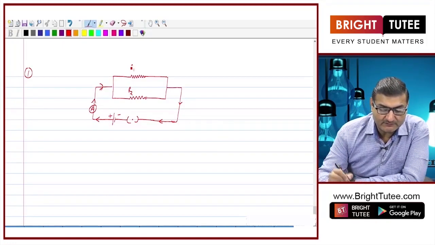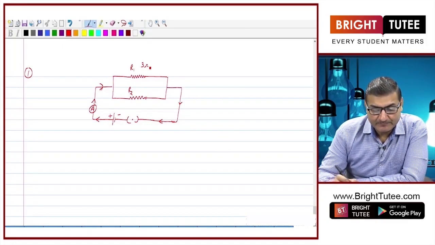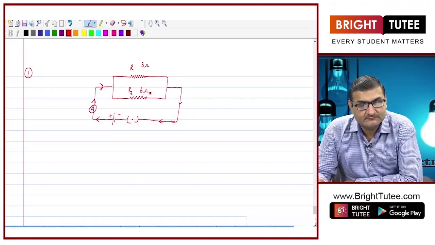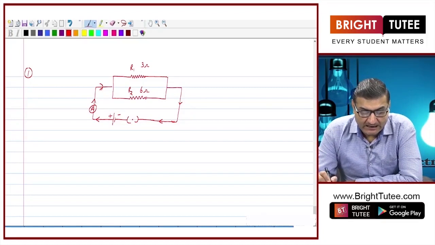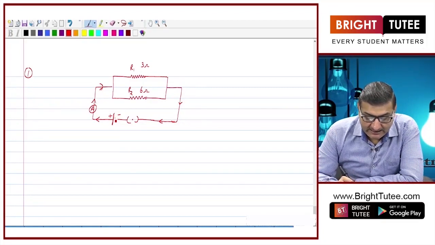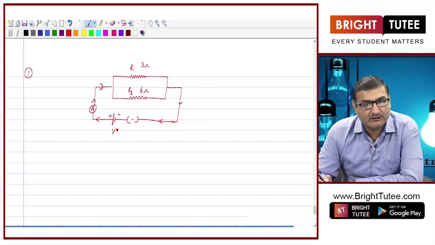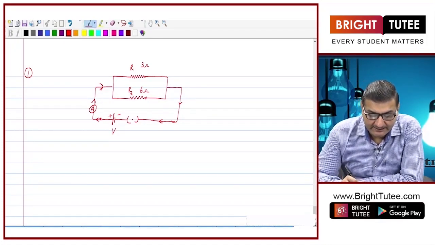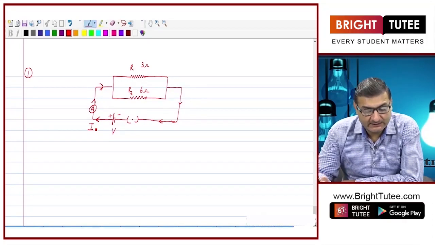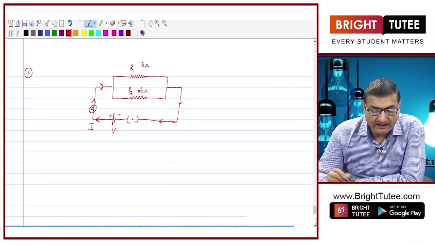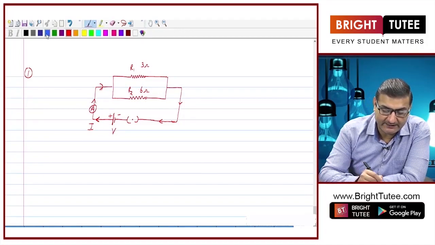Let us take the values of this R1 and R2. Let it be a 3 ohm resistor and let it be a 6 ohm resistor. Now, at this battery we will be given capital V, that is the total amount of potential difference. Here probably we will be given total I, that is the total current. These R1 and R2 are given to us already.